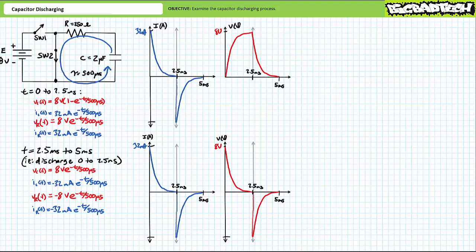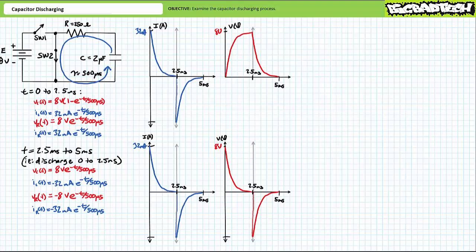Finally, note that the time constant for the discharge phase is identical to that of the previous charge phase, given we're employing the same resistor and the same capacitor value. The time constant for the discharge phase is also 500 microseconds, and we should expect the discharge to be complete after 5 times 500 microseconds, or 2.5 milliseconds, i.e. the larger circuit's 5 milliseconds.